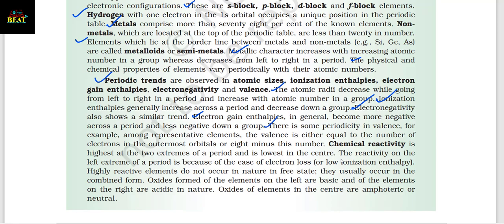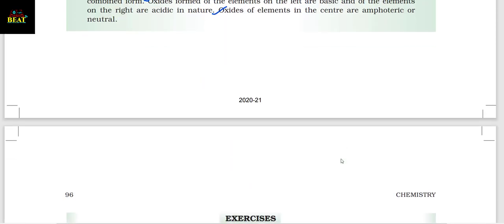There is some periodicity in valence. For example, among representative elements, the valence is either equal to the number of electrons in the outermost orbitals or 8 minus this number. Chemical reactivity is the highest at the two extremes of a period and is lowest in the center. The reactivity on the left extreme of a period is because of the ease of electron loss or low ionization enthalpy. Highly reactive elements do not occur in nature in free states. They usually occur in the combined form. Oxides of the elements on the left are basic and of the elements on the right are acidic in nature. Oxides of elements in the center are amphoteric or neutral.